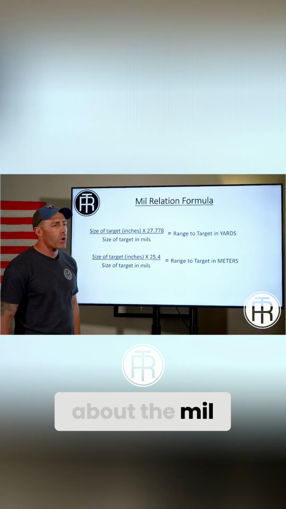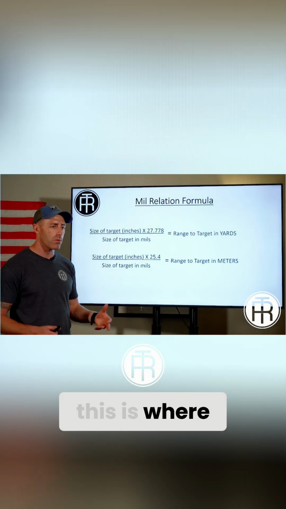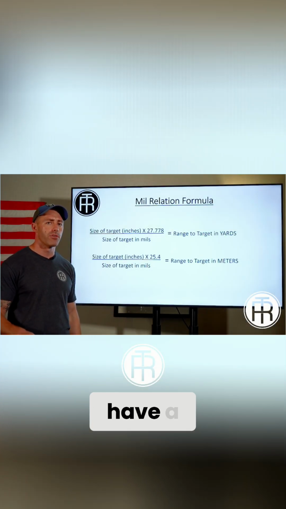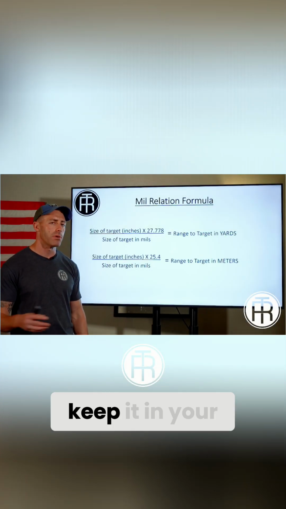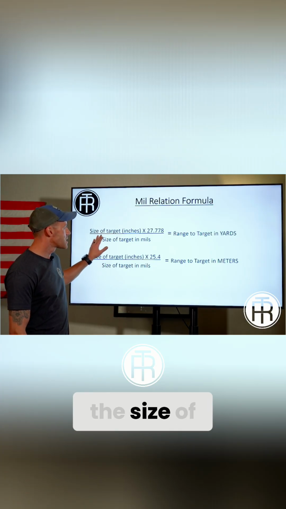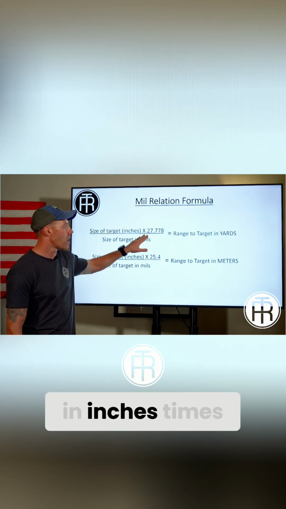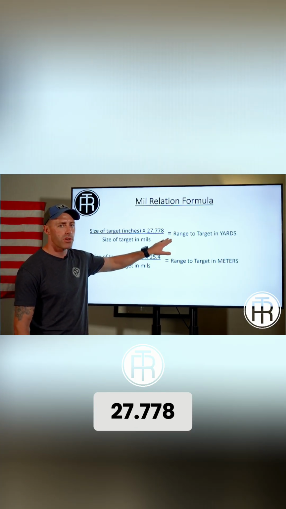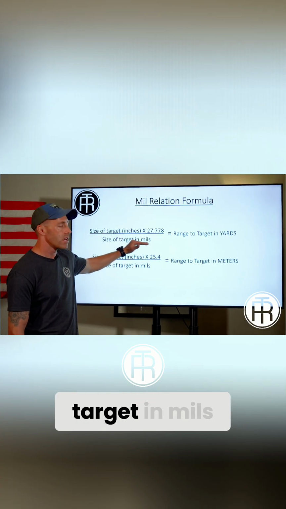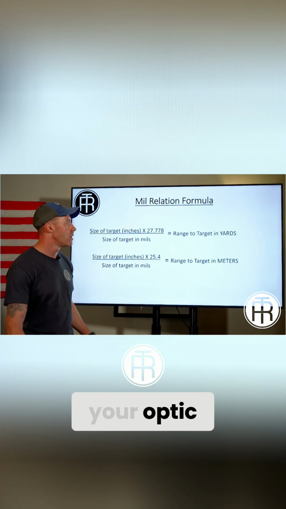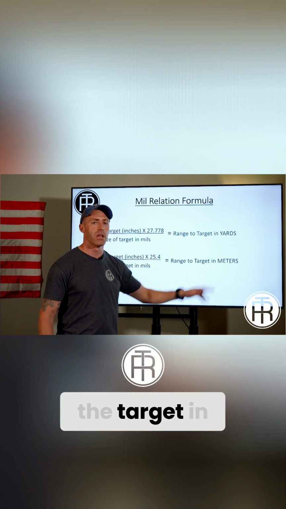Now, when we're talking about the mil relation formula, this is where we start using some numbers. And if you don't have a notepad, I highly recommend you write this down and keep it in your shooting book. We're going to take the size of target in inches times 27.778 divided by size of target in mils that you see in your optic, and that's going to give you the range to the target in yards.